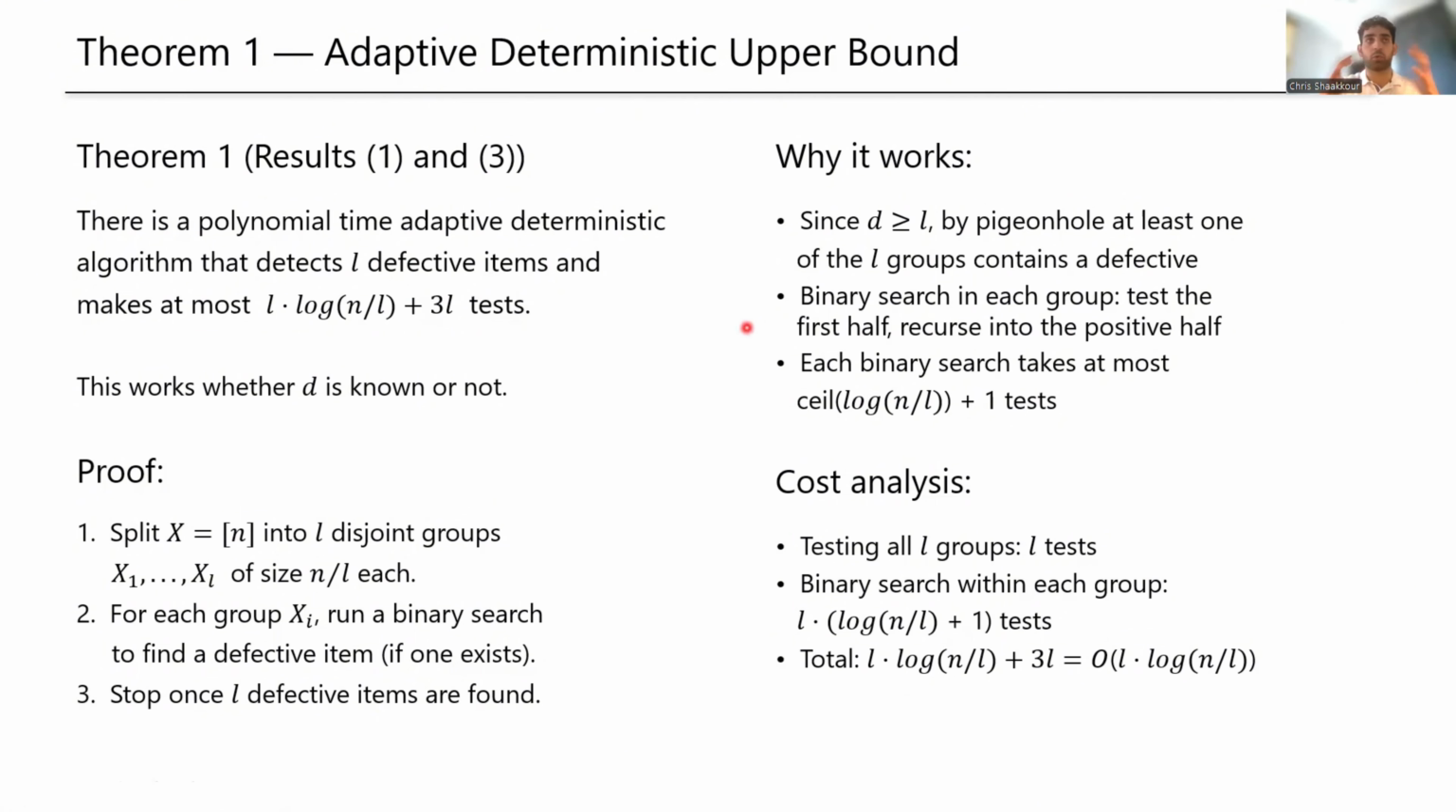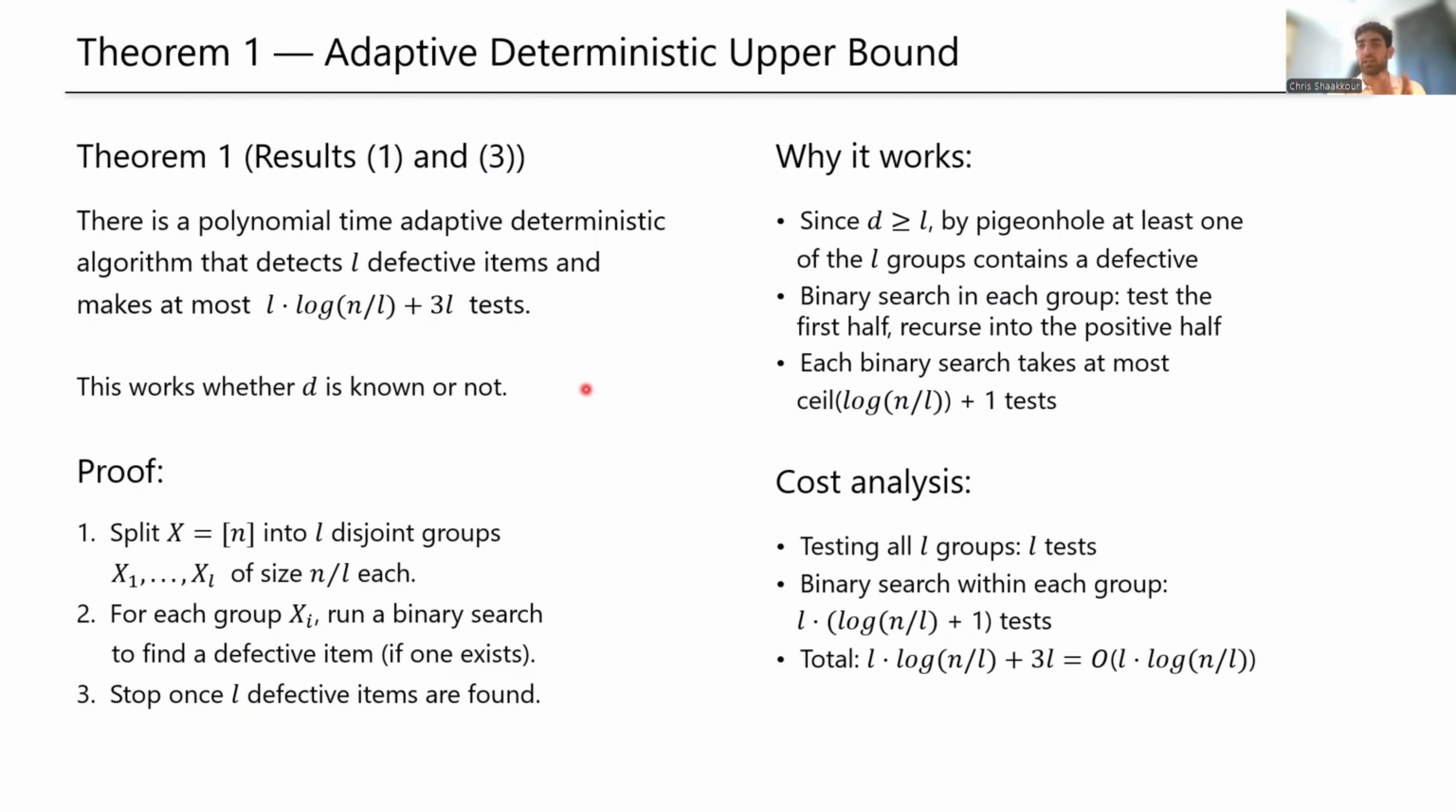We take the whole group X of size N items in total and divide it into L disjoint groups. Again, L is the number of defective items we are trying to find. We call the groups X1 till XL, each of size N divided by L. For each group, we run a binary search to find a defective item; it's enough to check if one exists. For every group, after we find one, we stop once L defective items are found, okay?